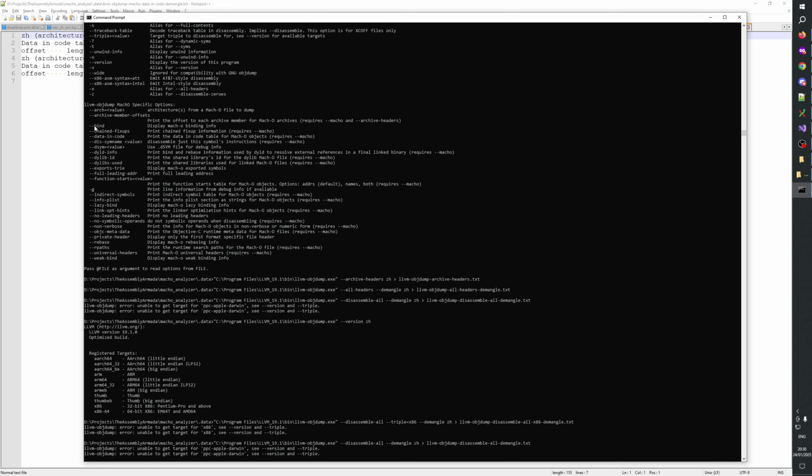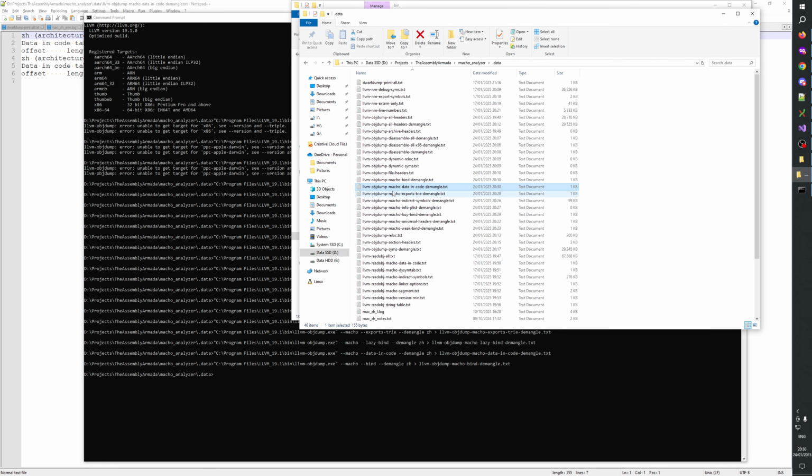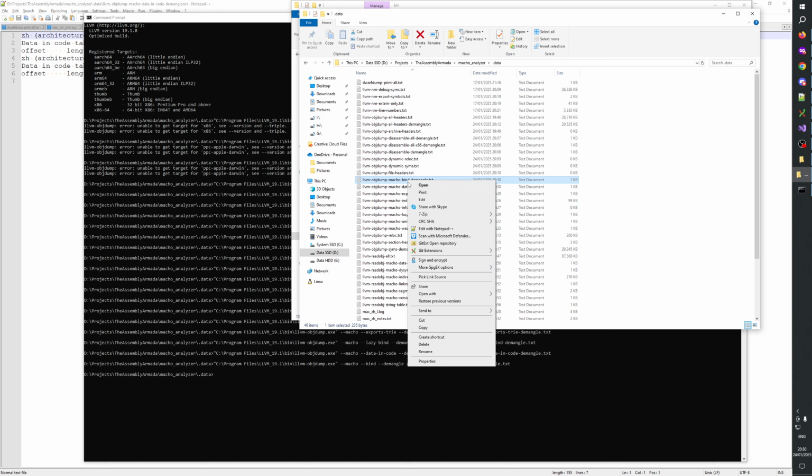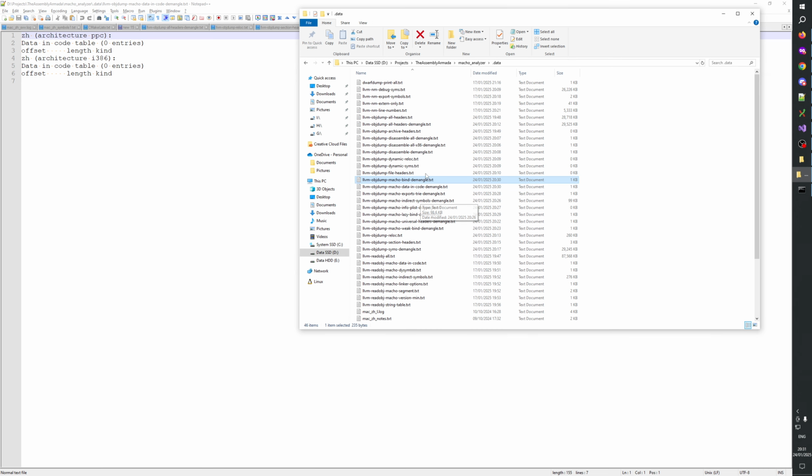Binding info. Bind. Okay, let's look at binds. Bind. Also nothing. No, I think this pretty much is the same stuff that we get through LEAF.